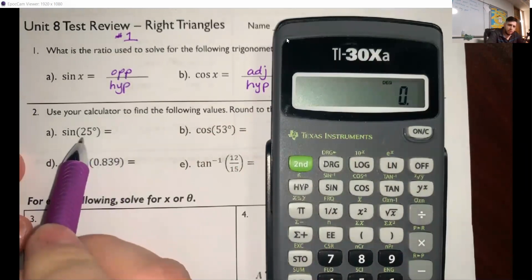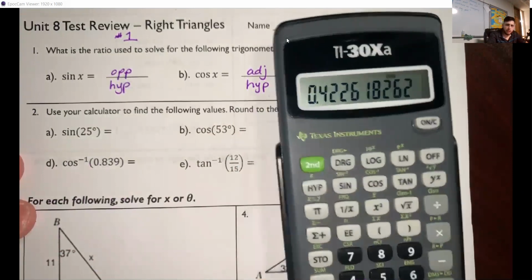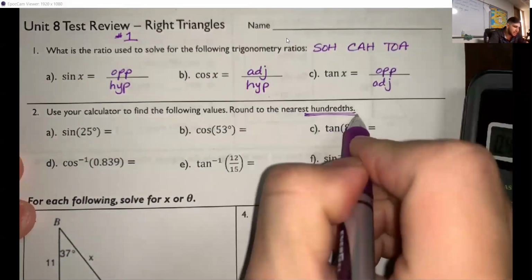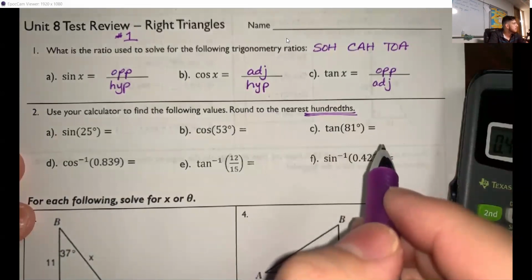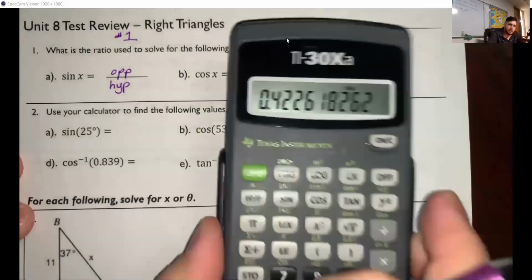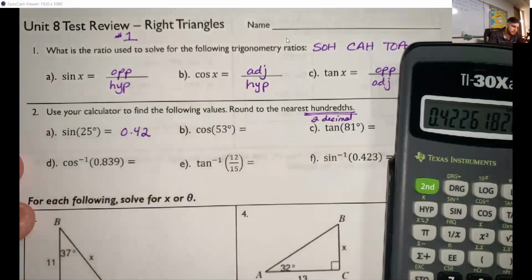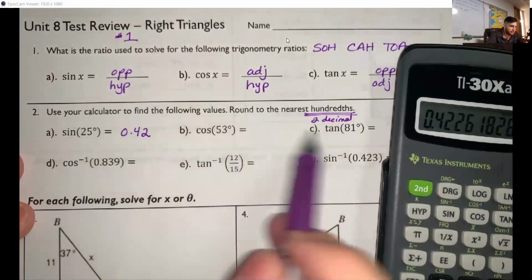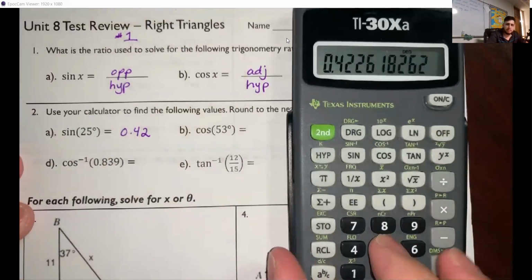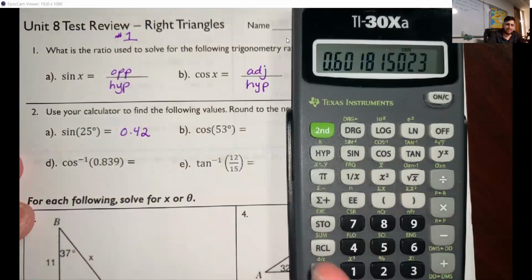So if I want to take the sine of 25 degrees, I'm going to first type in the angle, then press the sine button. And voila, we have 0.4, to the nearest hundredth. You guys remember how many decimal places that is? 2 decimal places. Good. So if I round this to 2 decimal places, that's 0.42. Same thing with these other ones. If I do the cosine of 53 degrees, I first type in the angle 53, then press the cosine button, and I have 0.60.